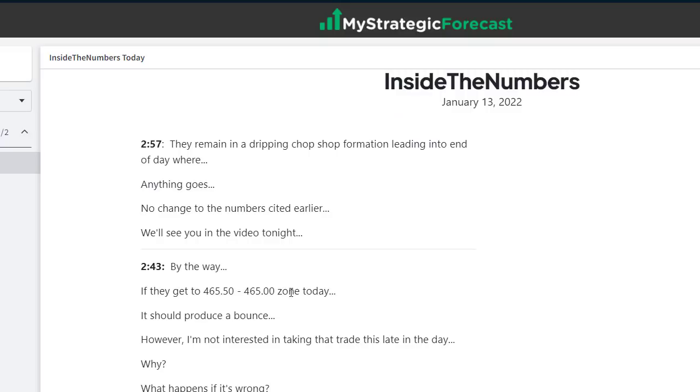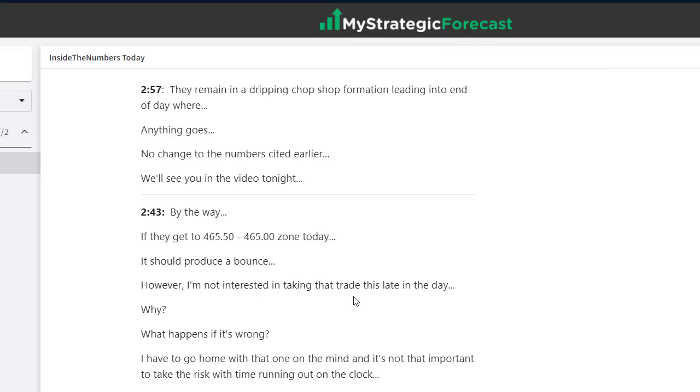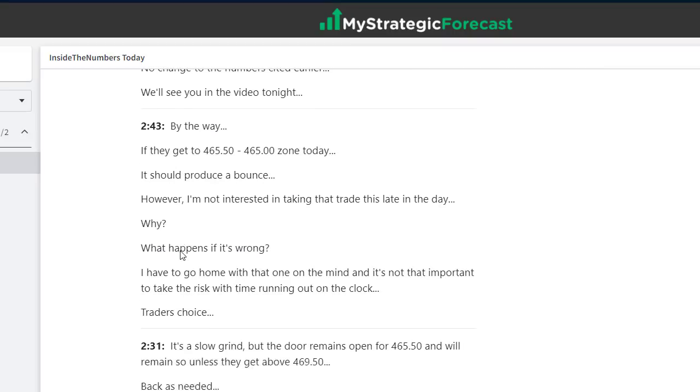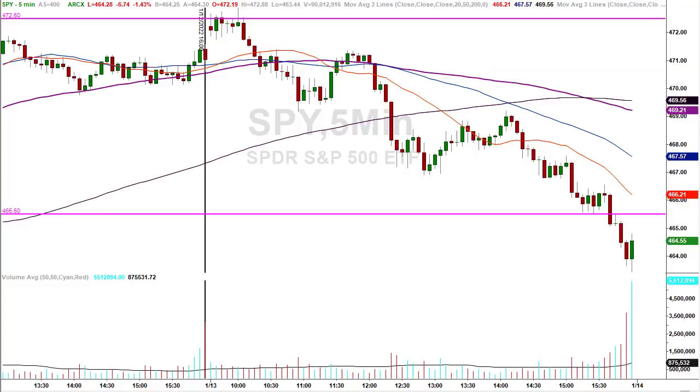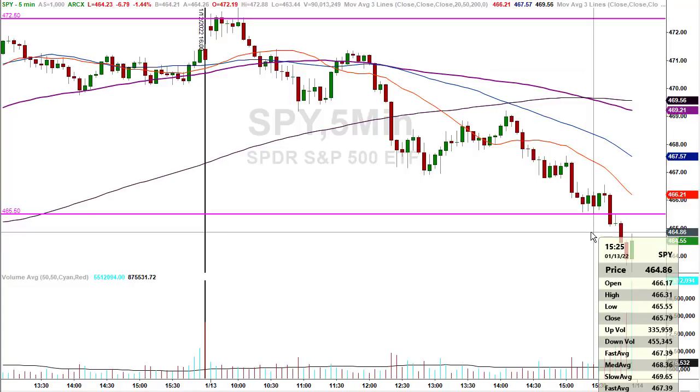And here, 243, by the way, if they get to the 465.50 to 465 zone today, it should produce a bounce. However, I'm not interested in taking that trade this late in the day. Why? What happens if it's wrong? I have to go home with that one on the mind, and it's not that important to take the risk with time running out on the clock. Trader's choice.